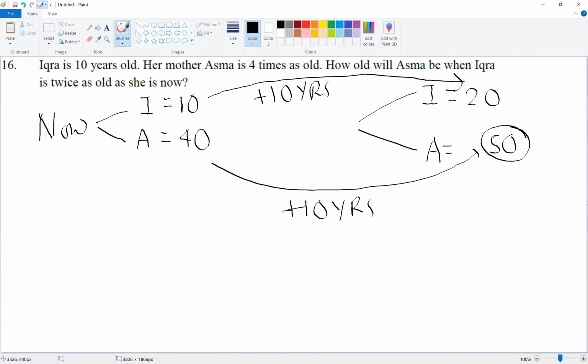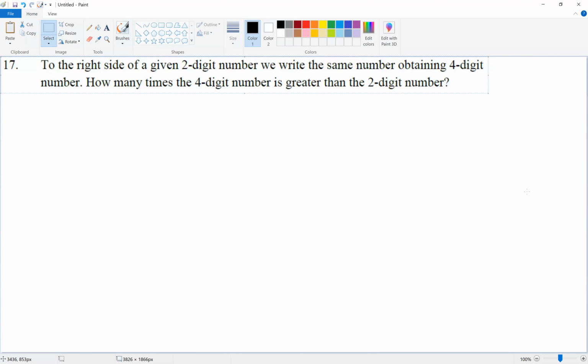I didn't write a table, I just drew a picture. Okay. Okay, sorry, Anish. Go ahead.